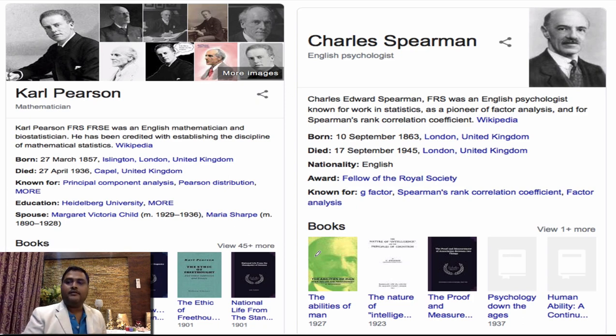That's a different thing. And for Spearman's rank correlation coefficient, he is the major contributor, and he invented that particular method. He was born in 1863 and died in 1945. So both of them are basically the same age. Karl Pearson was born in 1857 and Spearman in 1863, hardly 6 years apart, and the deaths also hardly 9 years apart.